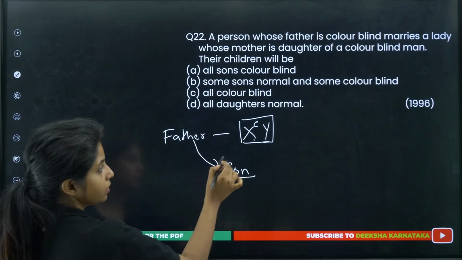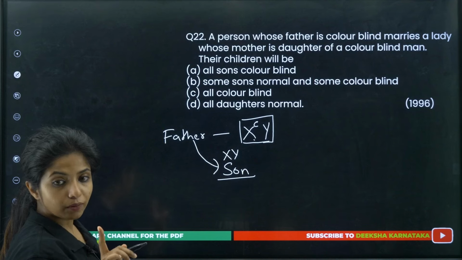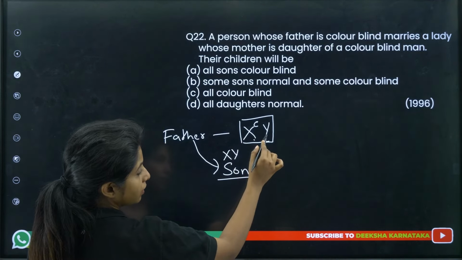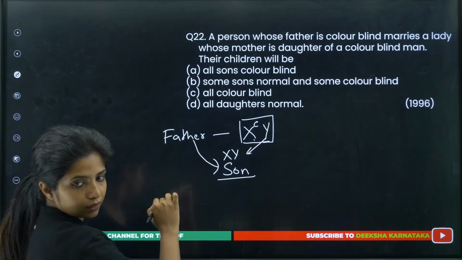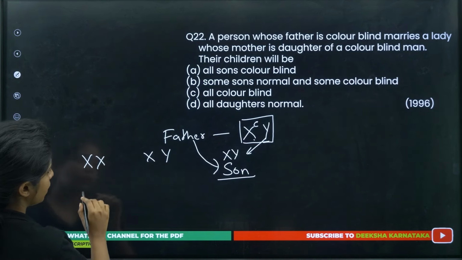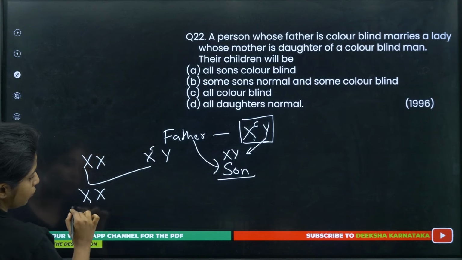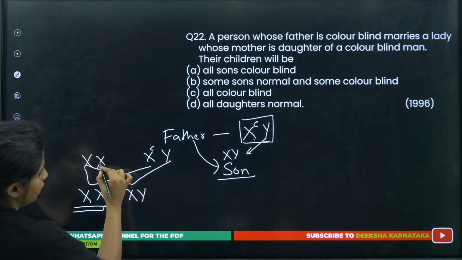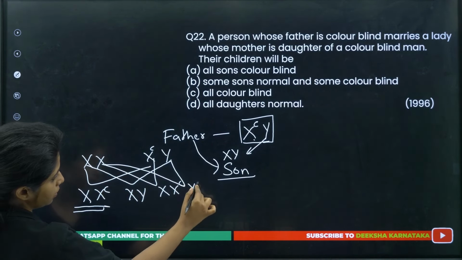No, because the son is formed with the help of X and Y, right? So here the father, for giving the son, has to give the Y chromosome only. If it's XX and XY and I have to make a son: if I cross this and this, I get XX, this is a daughter. If I cross this with this, this is a son. Now if I cross this with this, this is a daughter, and this with this is a son.